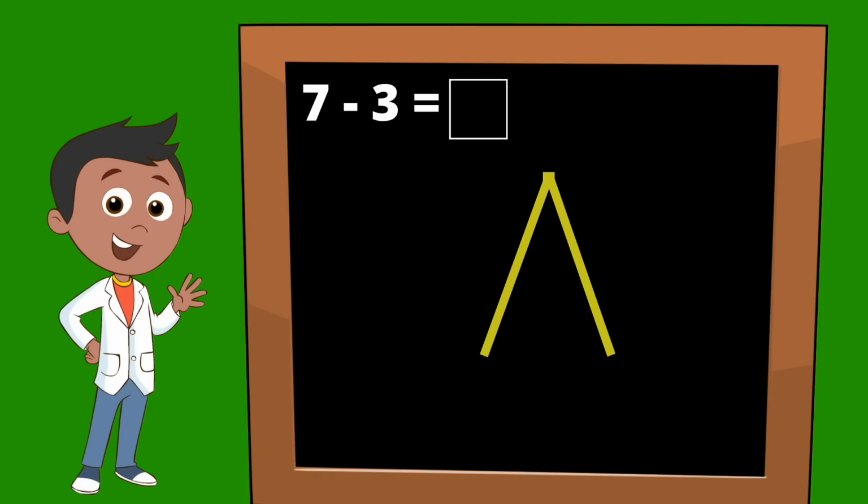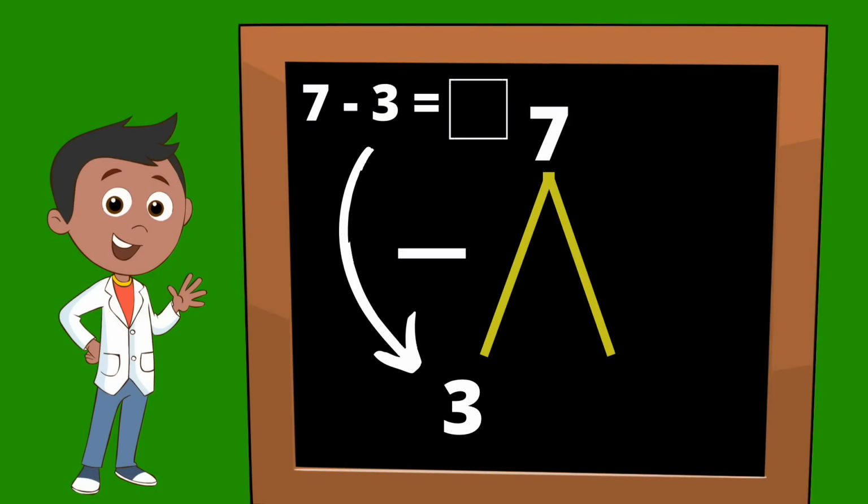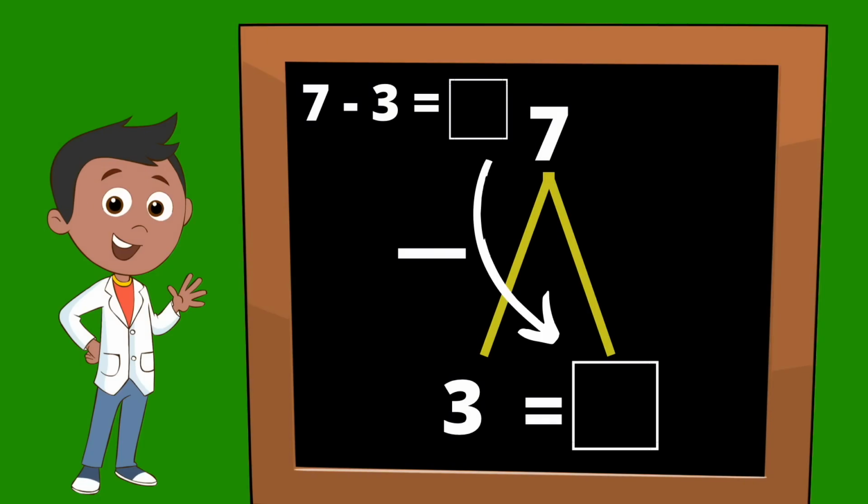To move our equation into a Math Mountain, we're going to start by taking our 7 and putting it at the top of our Math Mountain. The first number in subtraction is always the largest, so it goes on top. Next, we add our minus sign on the side, and our 3 will go on the bottom left. Then our equal sign will be followed by our square that represents our mystery number.